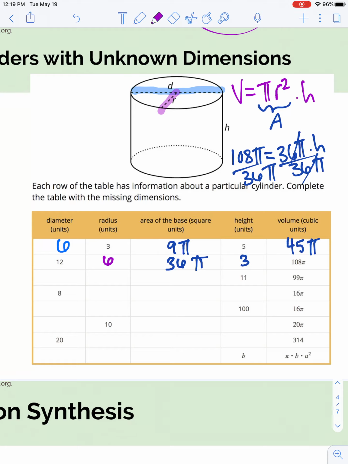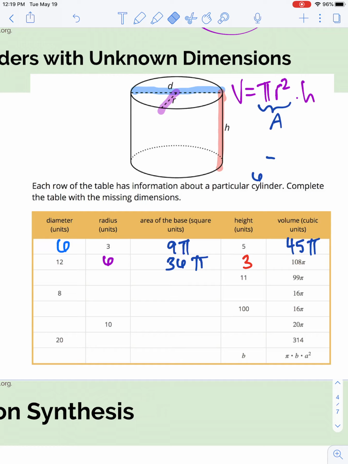Let's do a different color. This is height. Then, okay, 3. Okay. We'll do one more and then I'll leave the rest up to you guys. So the next one just gives you the height and the volume. So from the height and the volume, you can find everything else.